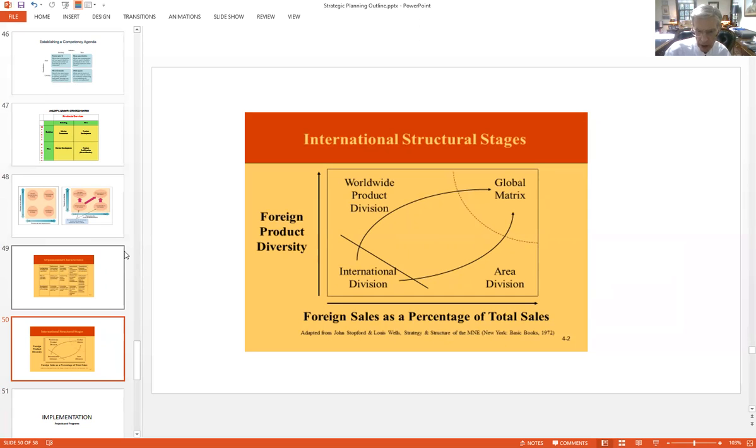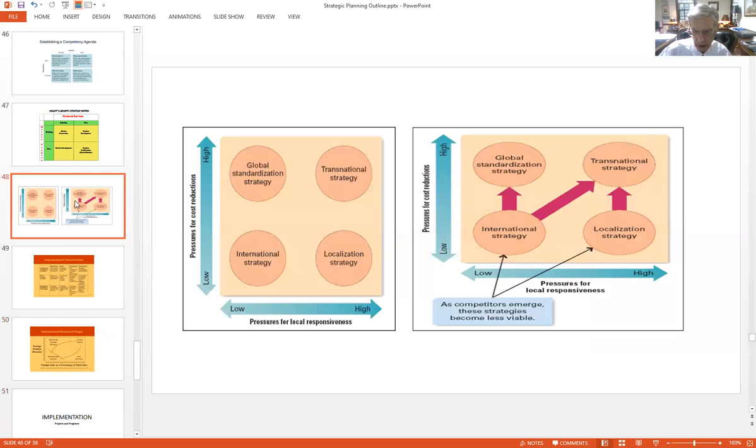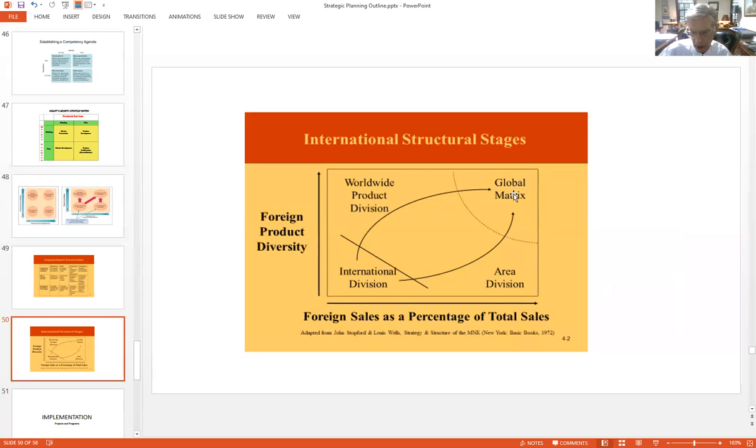No matter which way a firm progresses, as a worldwide product division or an area division, for the reasons that we just saw on this slide, the chances are that we're going to end up becoming a global matrix where we have responsibilities for both products and geographic areas.